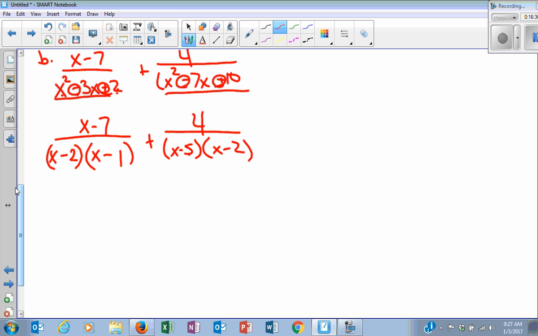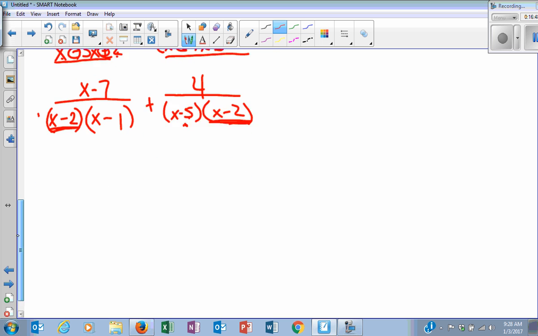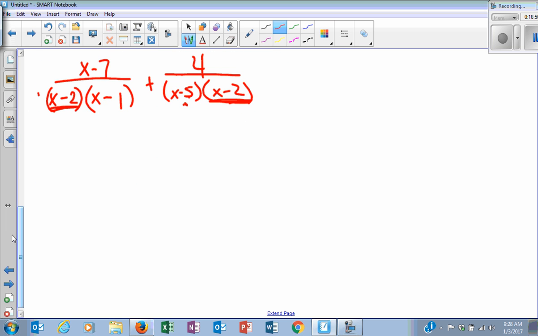Now if I look right here, what do these guys have in common? They have an x minus 2 in common, so I don't need that. But this guy has an x minus 5, and this guy doesn't. So I need this guy over here to get an x minus 5. And I have to multiply the top by x minus 5. The problem over here is this guy has an x minus 1, this guy doesn't. So I need to multiply this by x minus 1.